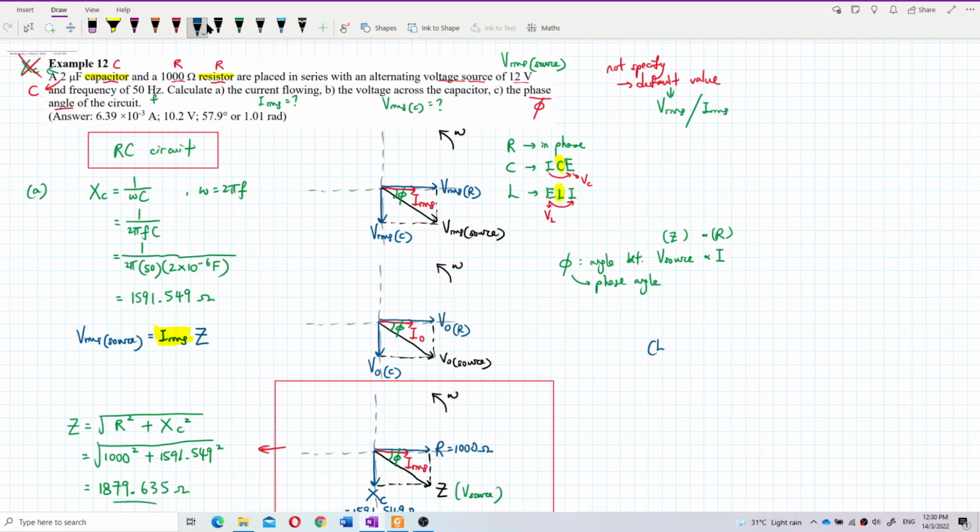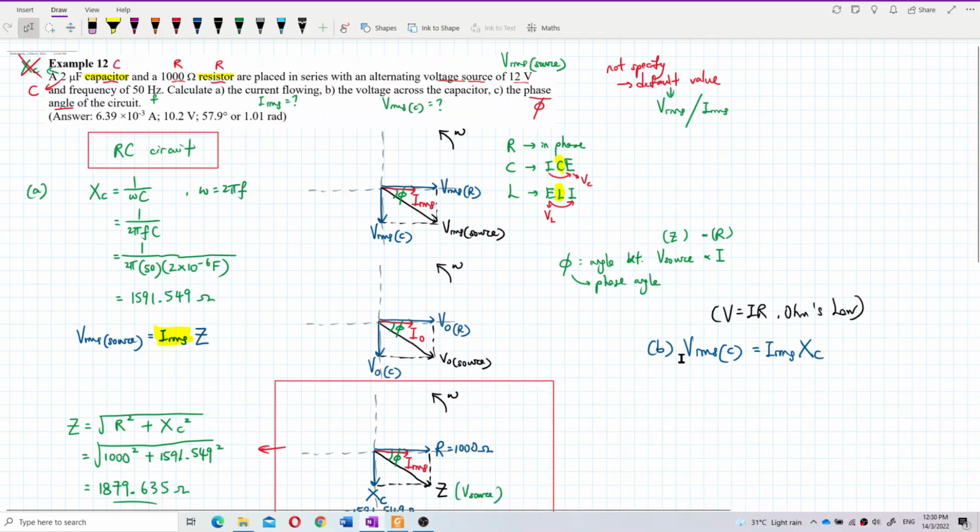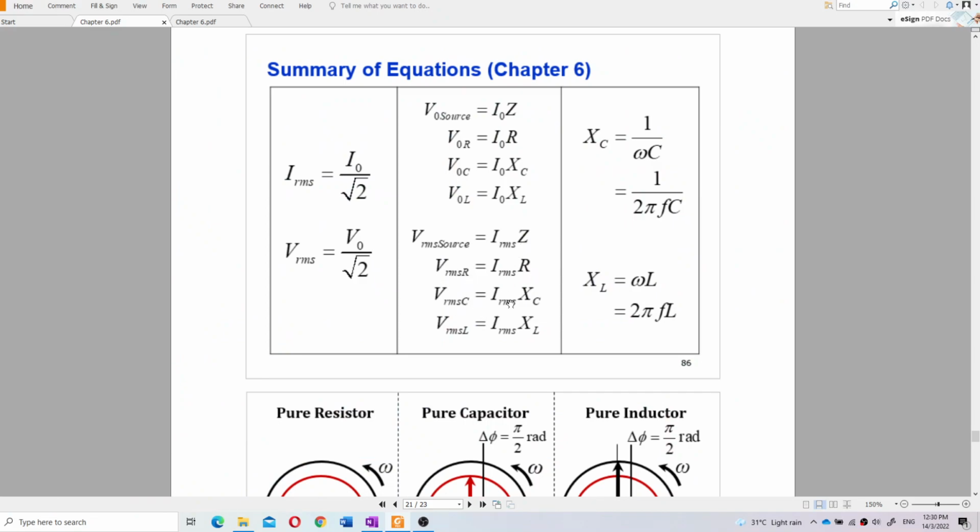Now, question B. I want to find the root mean square voltage for the capacitor. Use the formula root mean square current times XC. This is actually the basic formula from V equals IR, Ohm's law. Now it's voltage across the capacitor, that's why we use the resistance of the capacitor. If VC, then it's XC. If VR, then it's resistance R. If VL, then it's XL. If Vsource, then it's Z. Very important summary.